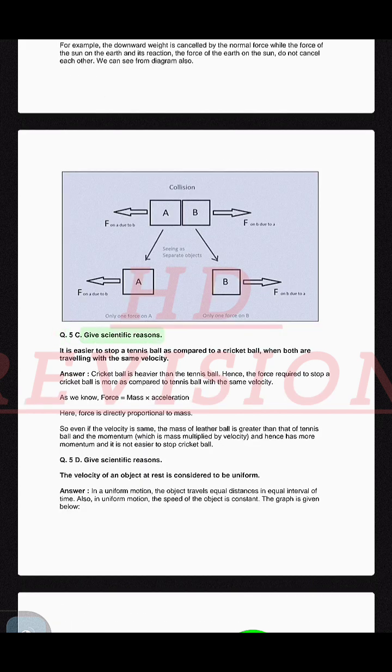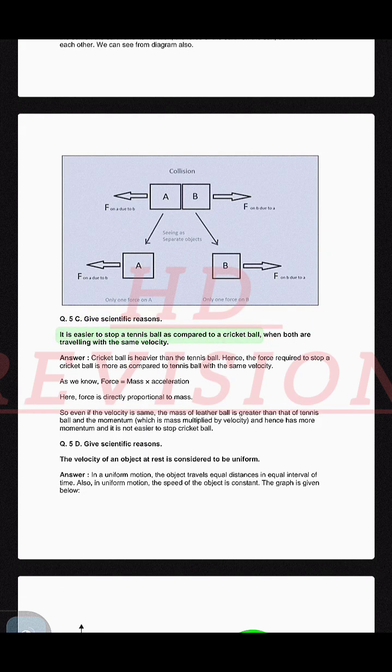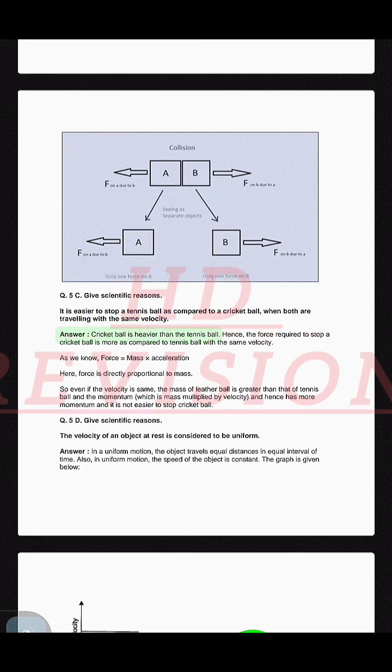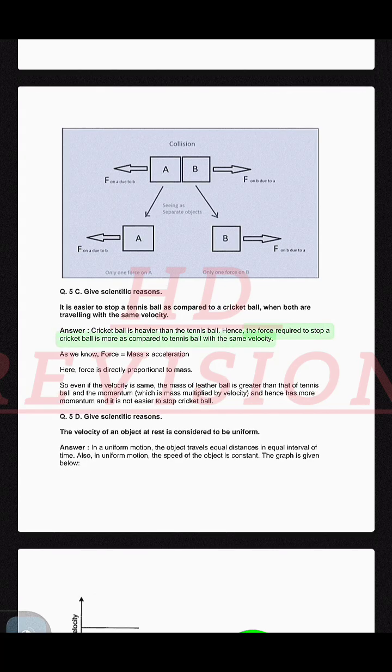Q5c. Give scientific reasons. It is easier to stop a tennis ball as compared to a cricket ball when both are traveling with the same velocity. Answer: Cricket ball is heavier than the tennis ball. Hence, the force required to stop a cricket ball is more as compared to a tennis ball with the same velocity.